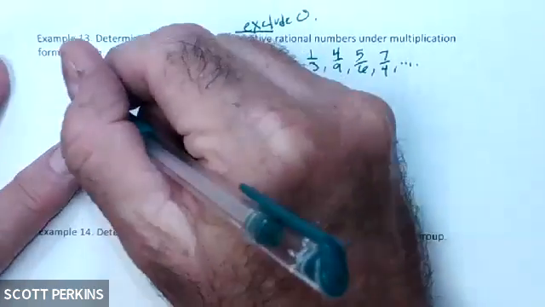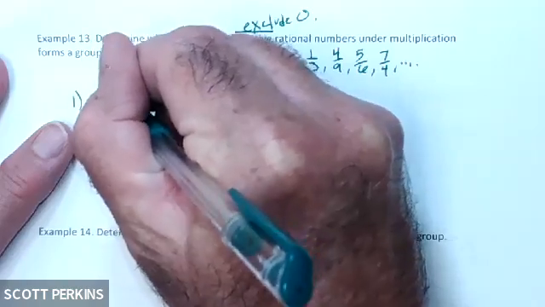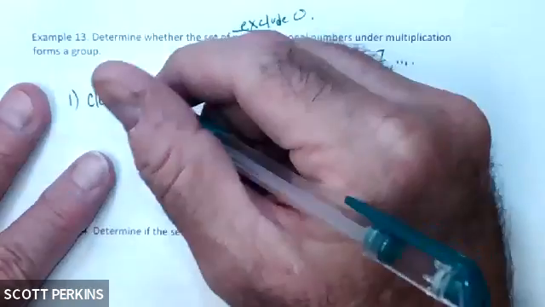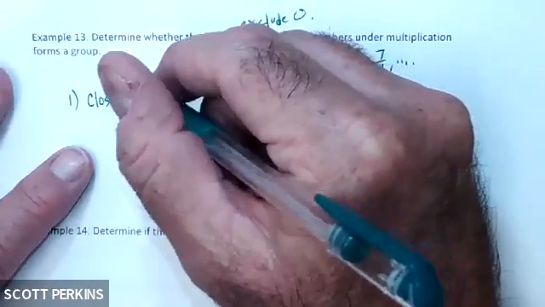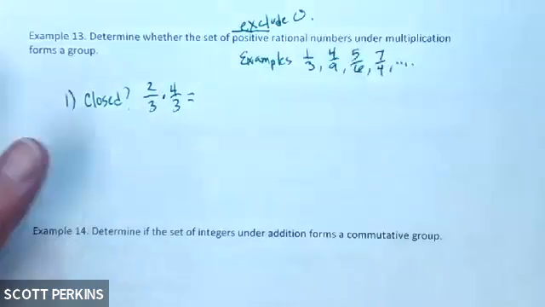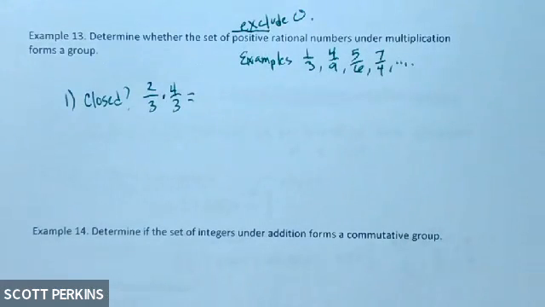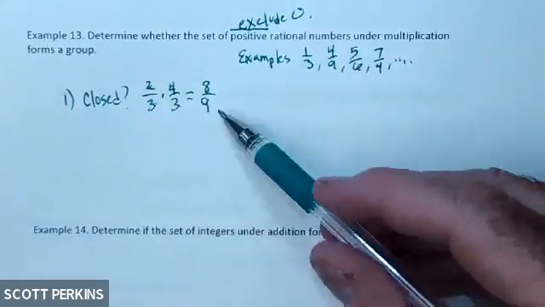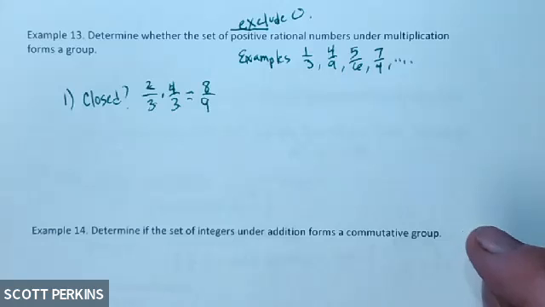Okay, so step number 1. Are the positive rational numbers under multiplication closed? Well, let's pick a couple of positive rational numbers. Somebody give me a couple of positive fractions. 2/3 times 4/3. Now, maybe you've forgotten how to multiply fractions. You multiply fractions just by going straight across the top, straight across the bottom. So when I do this, 2 times 4 is 8. 3 times 3 is 9.